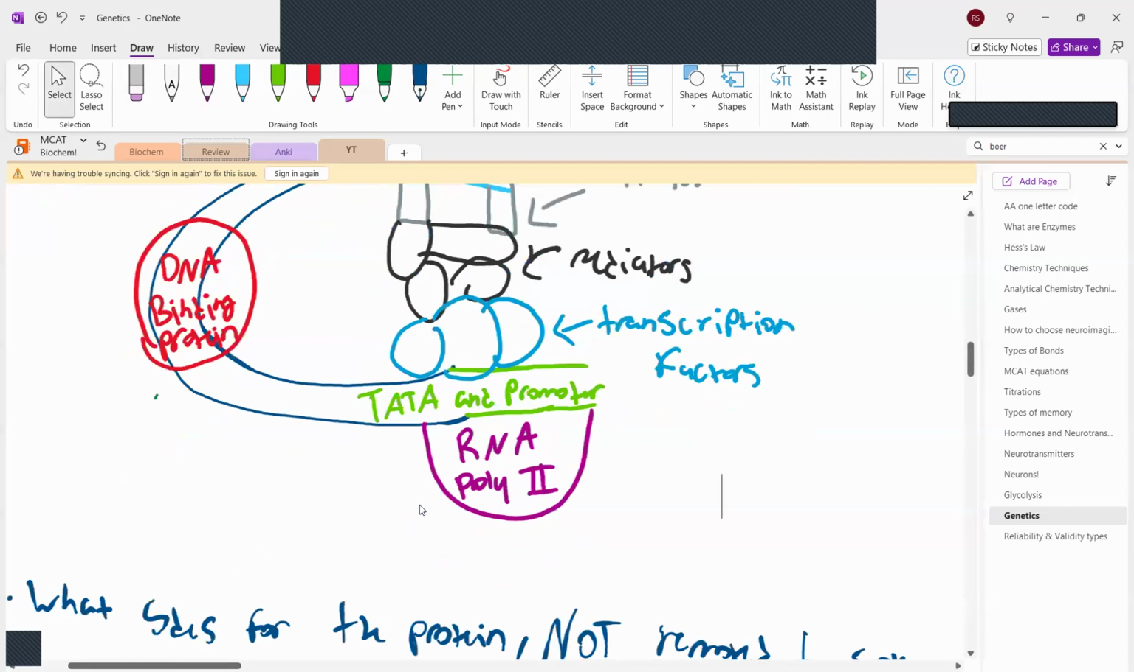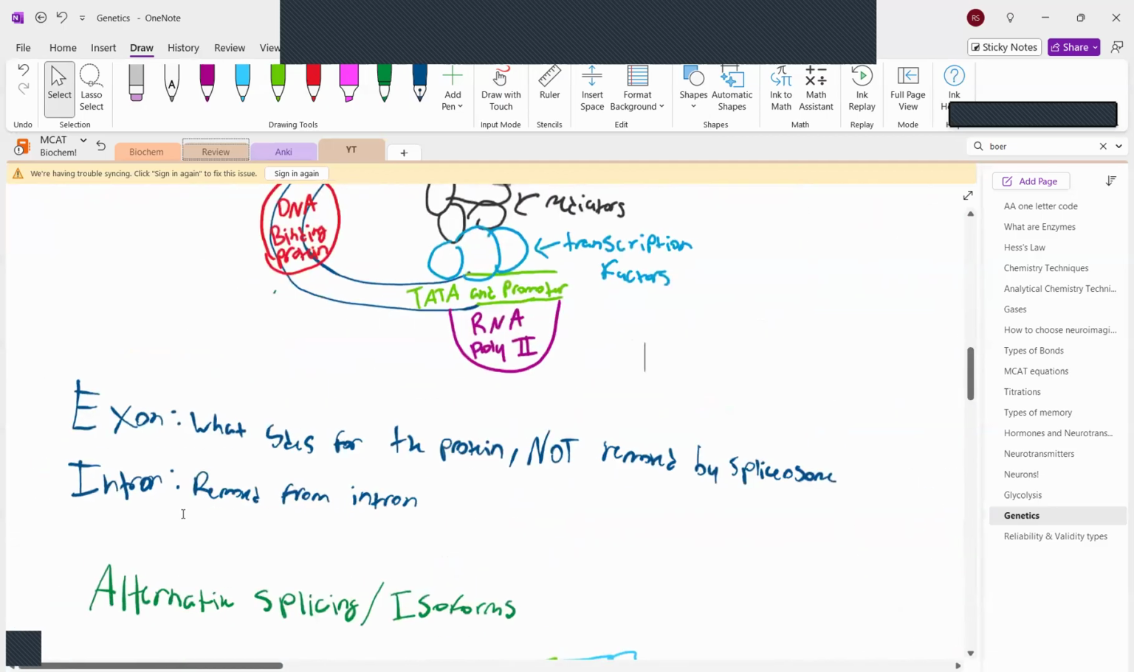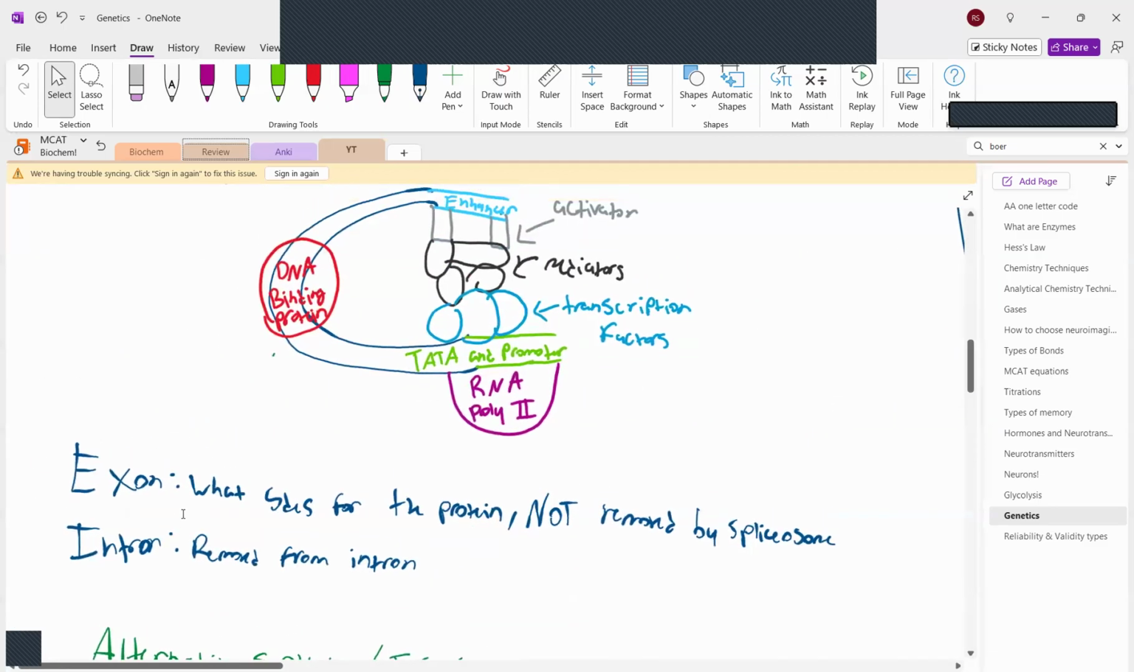And then there's going to be different... When you have a gene, there are exons and introns in said gene. And that's what codes for the protein, so it's not removed by the spliceosome. The spliceosome is essentially what rearranges exons and introns. An intron is what's removed. So that's where there's not going to be anything encoded for the protein. Those nucleotides will not be part of the final product, those amino acids.